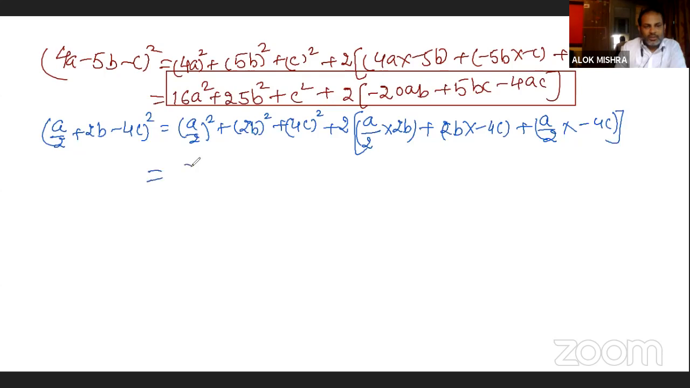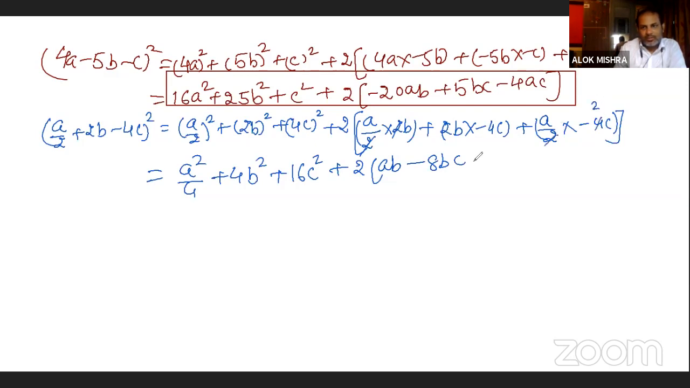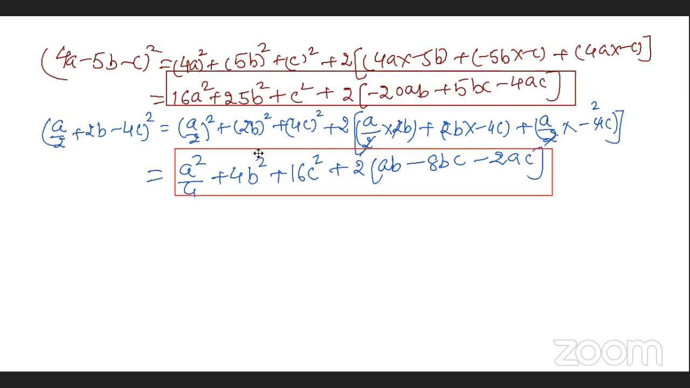So what do I get? I get a square upon 4 plus 4b square plus 4 4s are 16c square plus 2 times. This 2 and 2 get cancelled, so I get ab. Plus into minus is minus, 4 2s are 8bc. Now this 2 2s are 4 gets cancelled, so I get minus 2ac. This is my final answer. Is this clear? Yes. Okay.